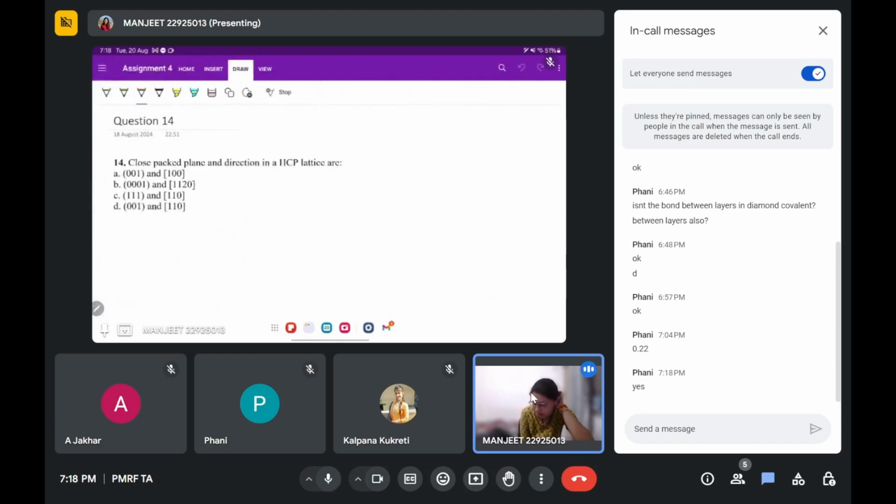In the next question, the close packed plane and direction in the HCP lattice are, so you have to tell me. In the last class, we also discussed the same thing: what are the close packed direction and planes for the FCC, for the cubic one, for the BCC one, for the HCP one? It is repeated here. So what will be the close packed direction and plane for the HCP one?